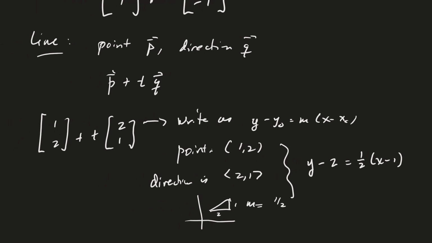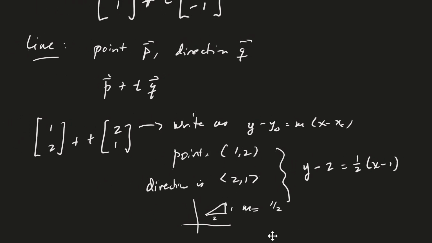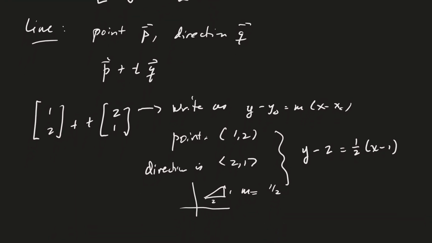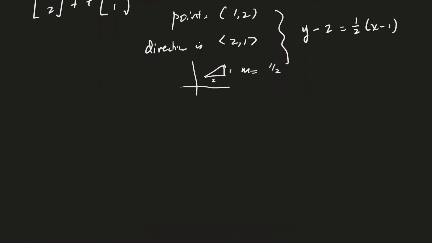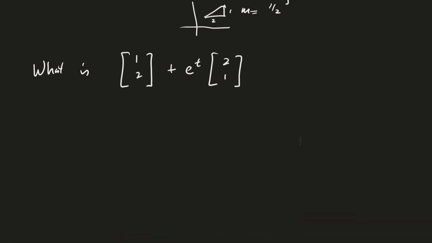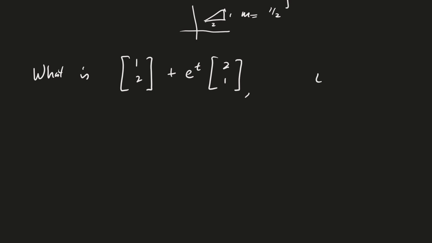Okay, so how about if we get a little trickier? I'll go ahead and start at (1, 2), but what happens if I change that function in the front? How about if I say e to the t times (2, 1)? What is that going to look like as t runs from minus infinity to infinity?